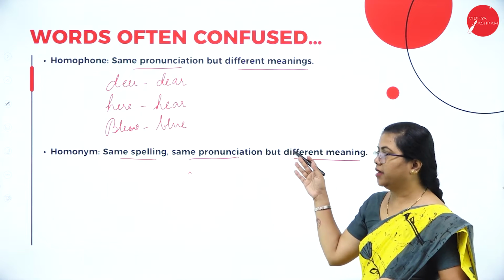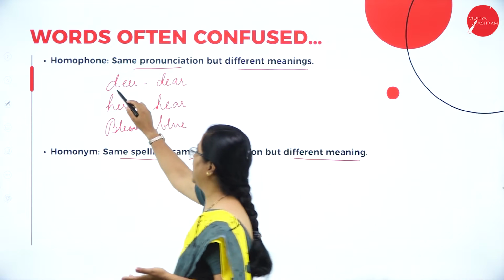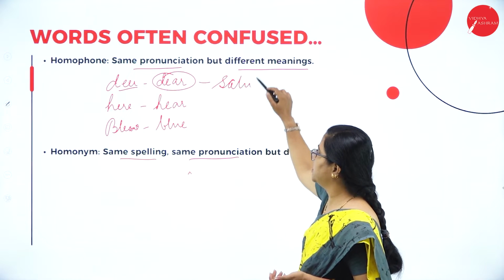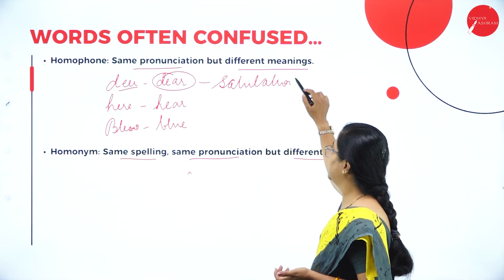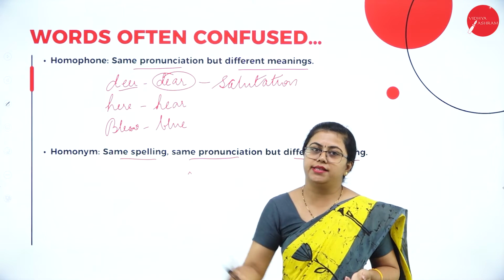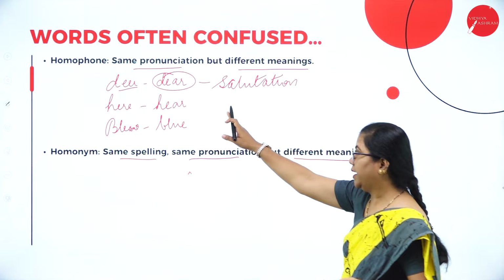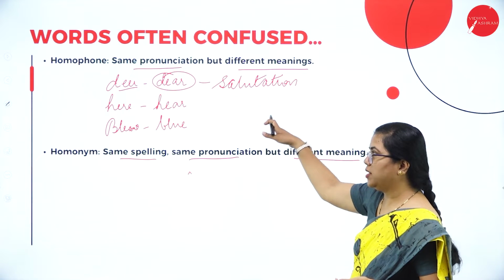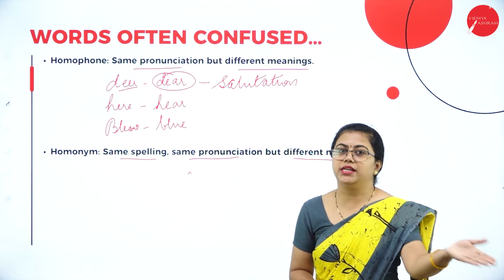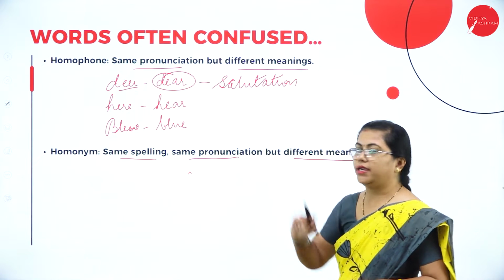Fine. Dear and deer. Where do you use this dear? This is the name of an animal. This is the salutation that you use. What is salutation? How do you address a person? That is called as salutation. So dear you use to address somebody, that is used to call somebody, whereas that deer is the name of an animal. Fine. The deer is in the forest.